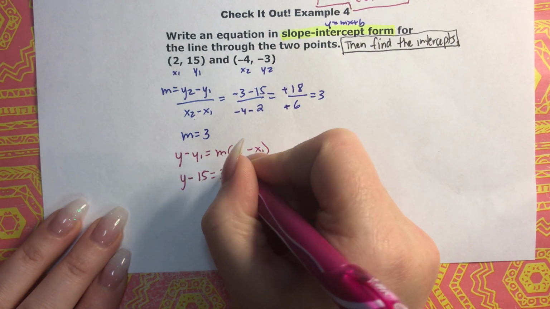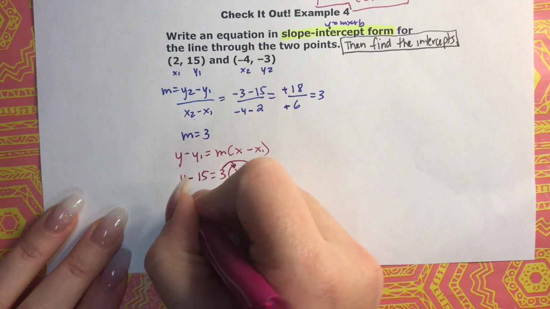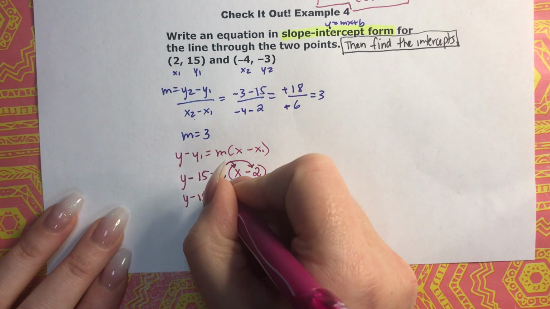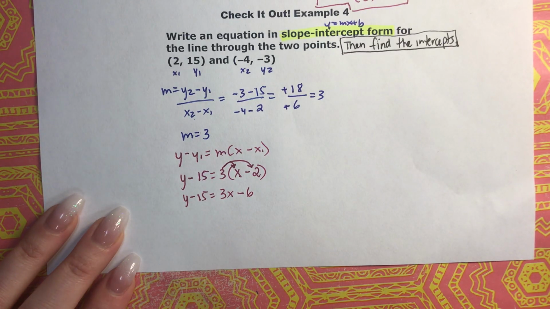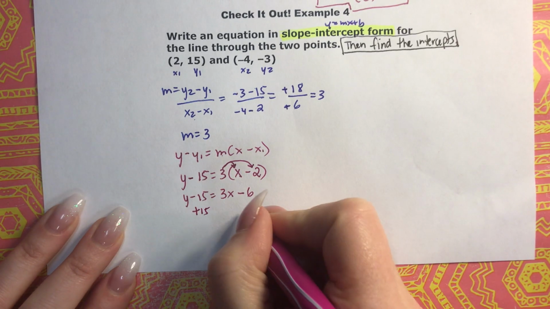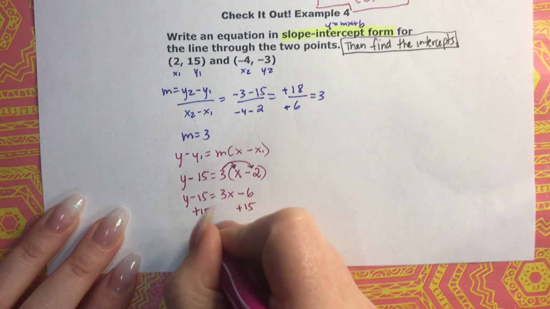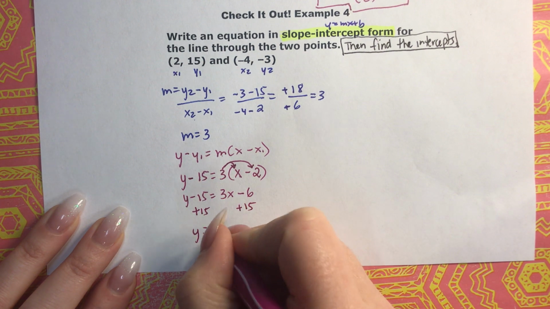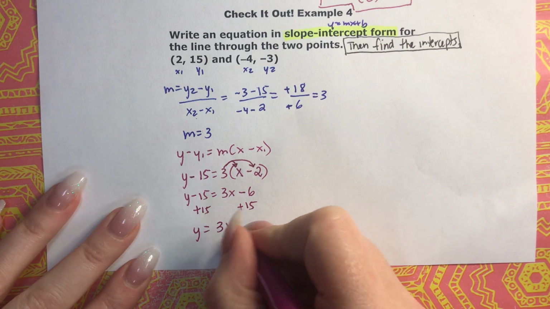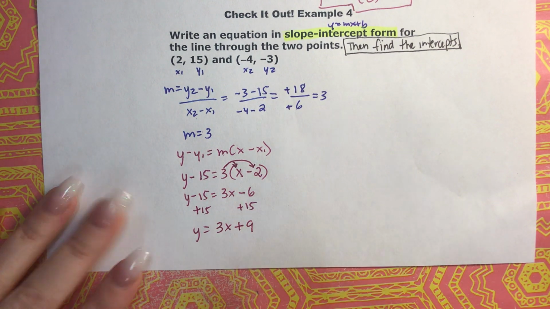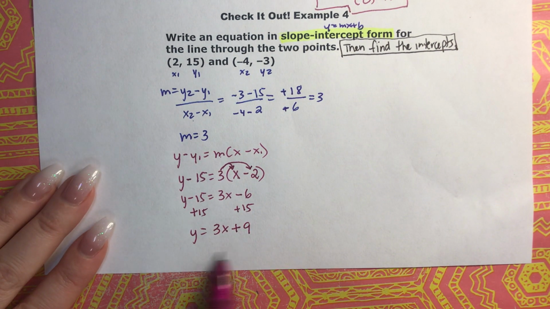But first we have to simplify using the distributive property. y - 15 = 3 times x is 3x, 3 times -2 is -6. And then we just need to get y by itself and add 15 to both sides. All right. We end up with y = 3x, and then -6 plus 15, what is that? +9. And there is our equation in slope-intercept form, which is great, right?